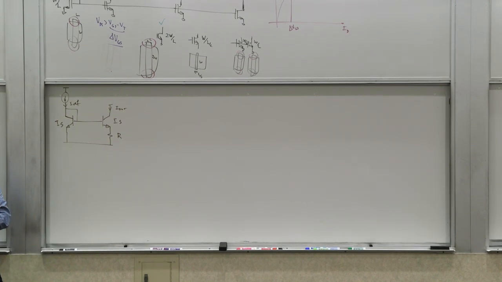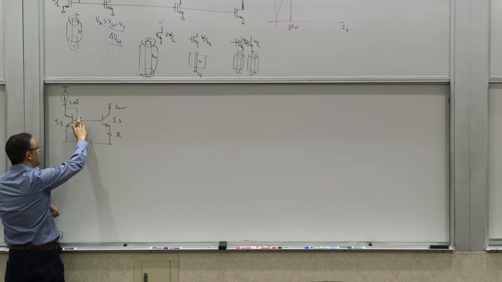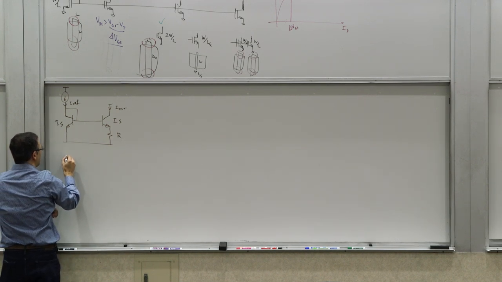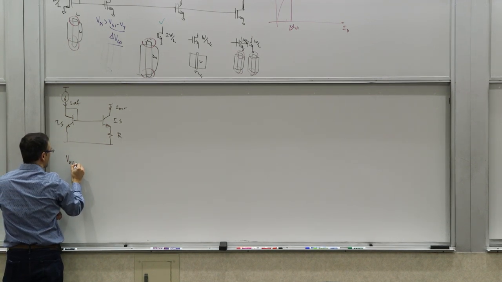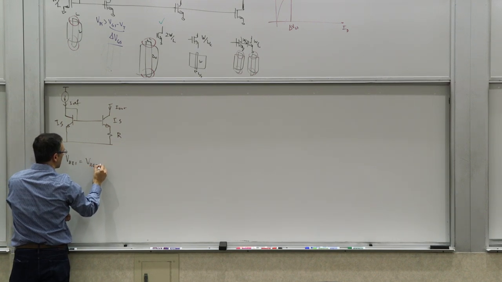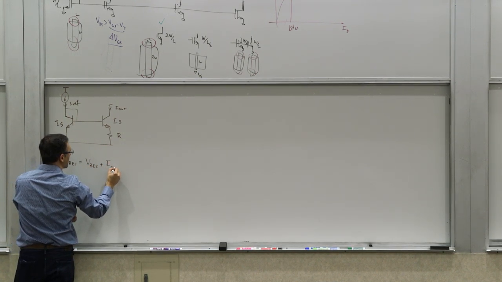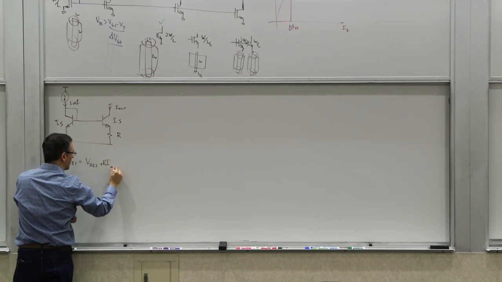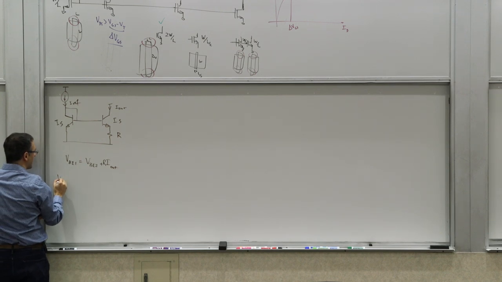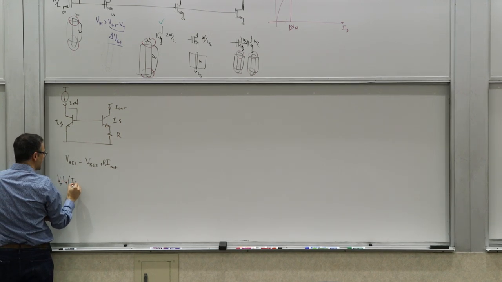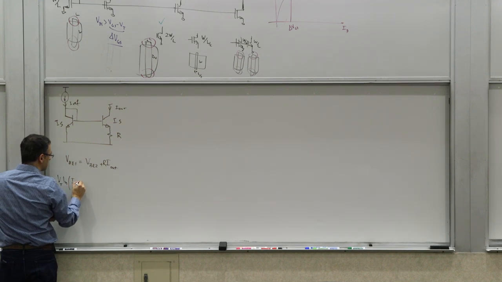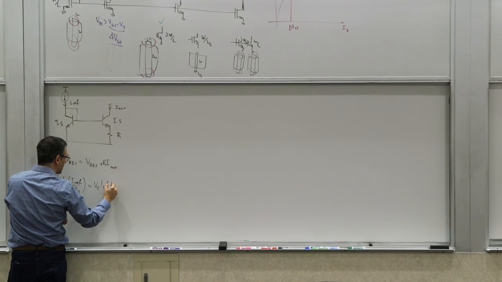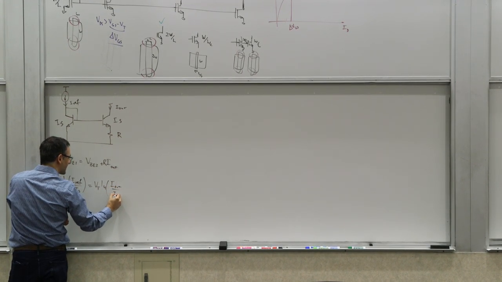How do we calculate it? Well, we know that this VBE is equal to this VBE plus this R Iout, right? So you can say VBE1 equals VBE2 plus R Iout. But VBE1 is VT natural log of IREF divided by IS, and VBE2 is VT natural log of Iout over IS.